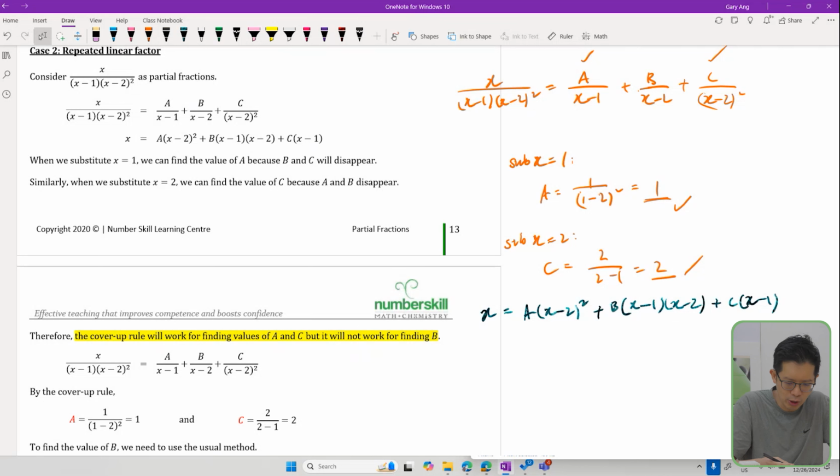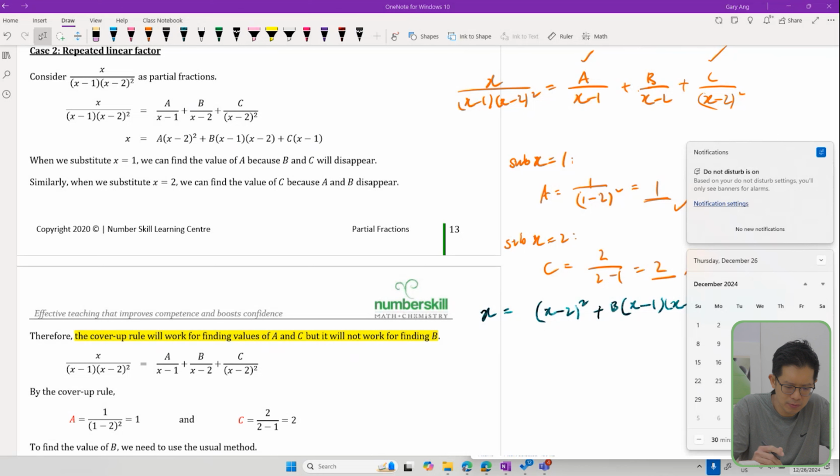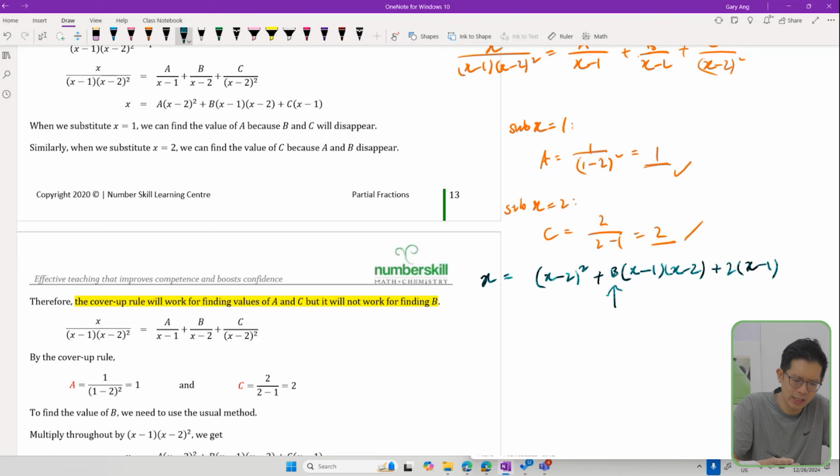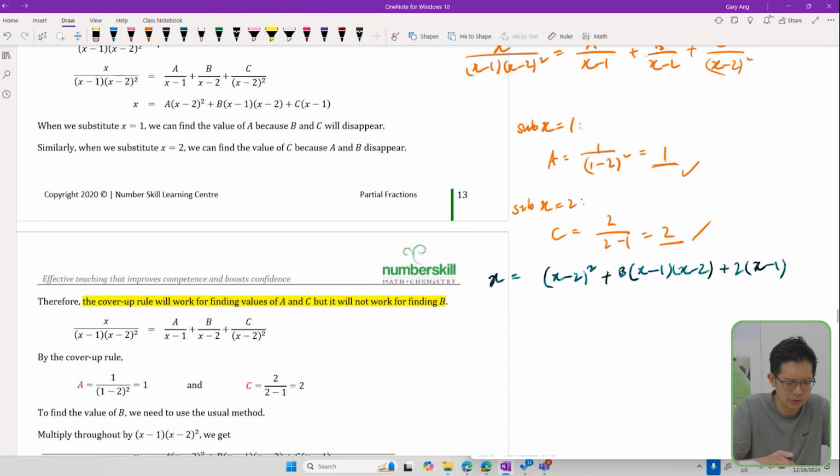But the good news is that you already found A, and you already know that A is 1. And nobody writes 1 in front of a fraction, so don't do that. We already found C. So that's the difference, you see. And to find B, in this case, it is much easier because we can substitute any number. This is the last unknown in the entire equation.